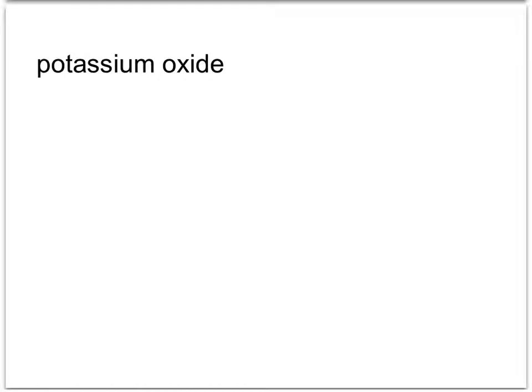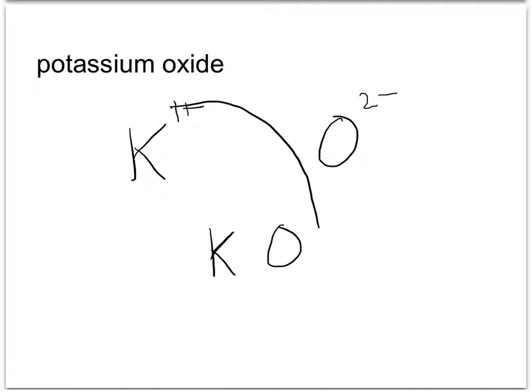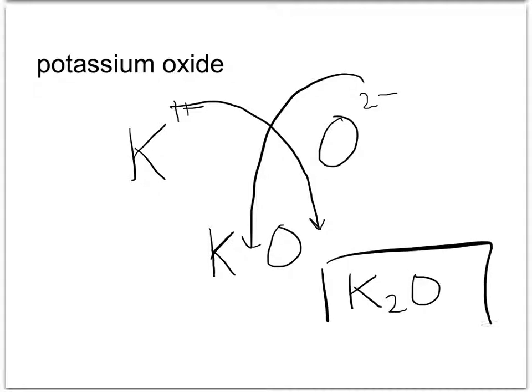All right, this compound, potassium oxide. Potassium is K. I look at the periodic table, it's in the first group, so its charge is 1 plus. I look at oxygen, it's in group number 16. They have a charge of 2 minus. I write the cation first, followed by the anion. This 1 comes down here. This 2 goes over here. It's K2O. That is the formula for potassium oxide.